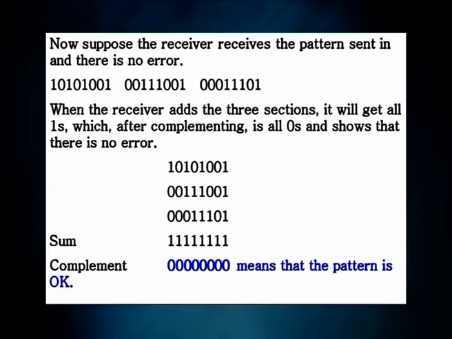When the receiver adds the 3 sections, it will get all 1's, which after complementing is all zeros and shows that there is no error. We can see that the sum is 1 1 1 1 1 1 1 1 and the complement of this sum is 0 0 0 0 0 0 0 0, meaning that the pattern is okay.